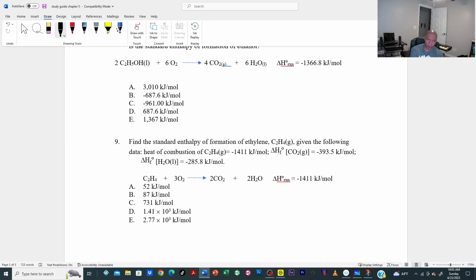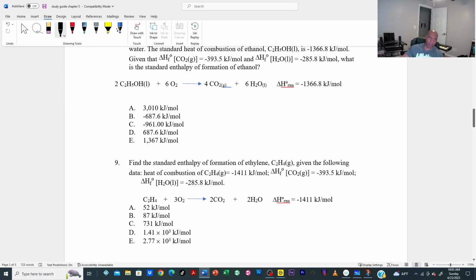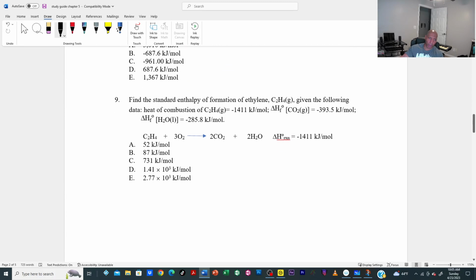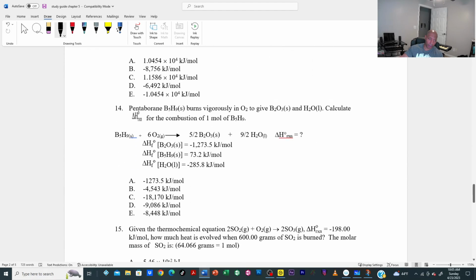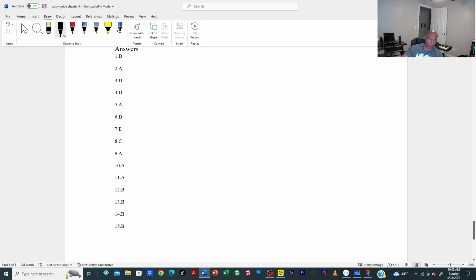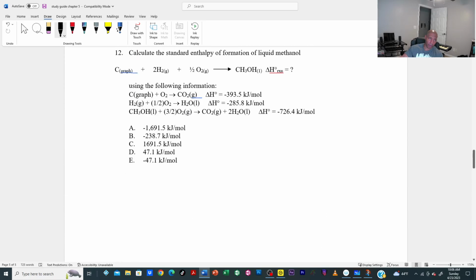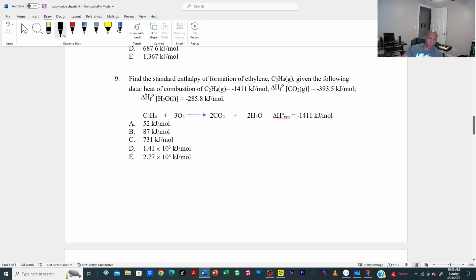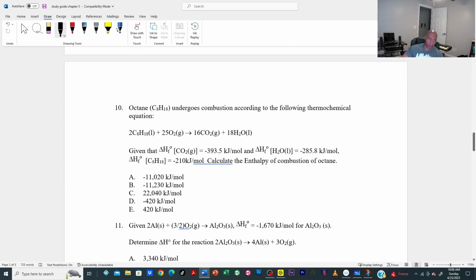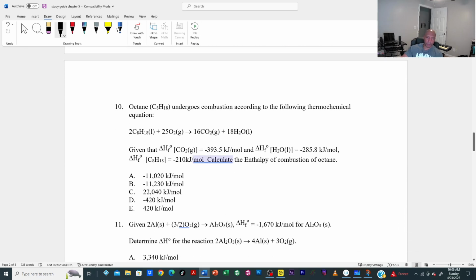Now, number 9, we have a problem of similar ilk, I think. Find the standard enthalpy of formation of ethylene given the following data. Heat of combustion of ethylene is negative 1,411. Well, you don't really need me to do that because it's the same. You do it the same way you do number 8. And you have the answer key, so you know the answer. The answer for number 9 is A. So I'll let you guys go ahead and do that.